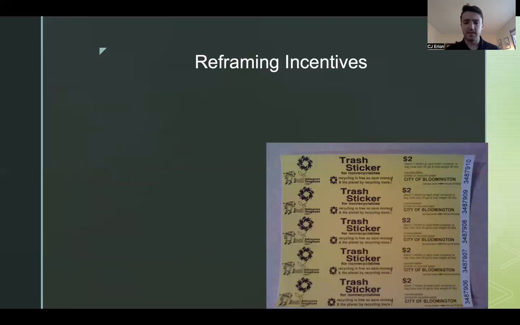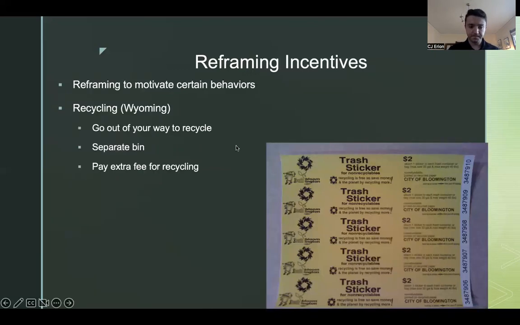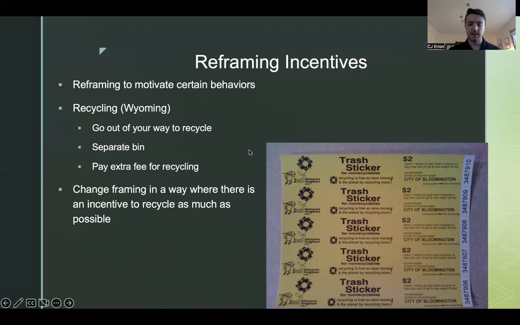And so continuing on with this framing idea, there are a couple examples. We'll talk about one here for how we can reframe things to motivate certain behaviors. And so let's talk about recycling. For example, in Wyoming and previous places where I've lived as well, recycling is made into quite a hassle. You have to go out of your way to recycle, need a separate bin, pay an extra fee for recycling, all of that makes it more work to recycle than to not.